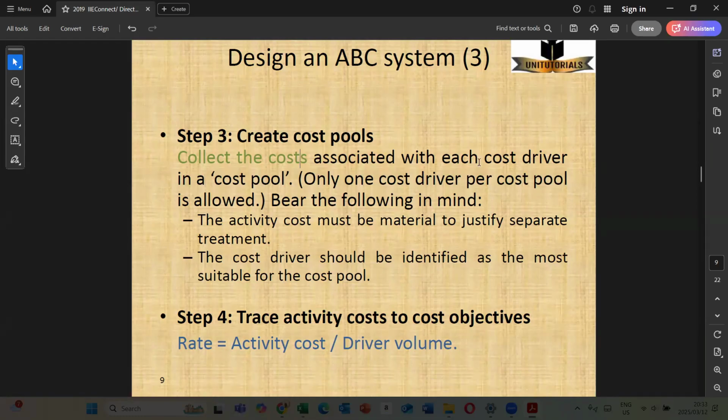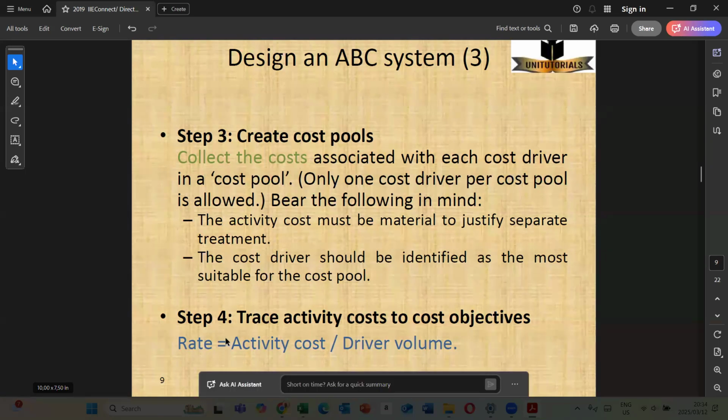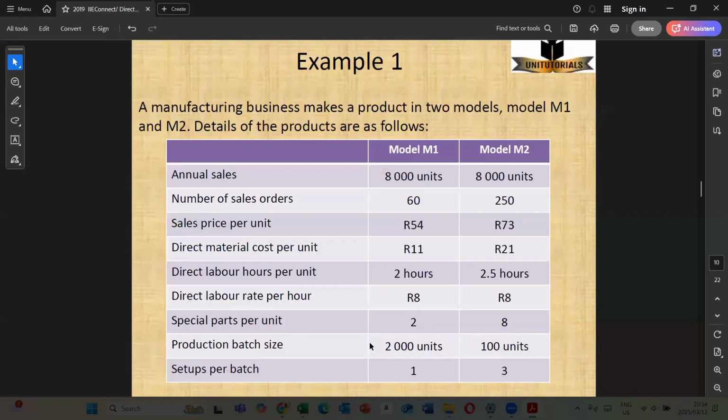Collect the cost associated with each cost driver in a cost pool. Only one cost driver per cost pool is allowed. Bear the following in mind. The activity cost must be material to justify separate treatment. The cost driver should be identified as the most suitable for the cost pool. Trace the activity cost to the cost object. So the rate is equal to activity cost divided by driver volume.